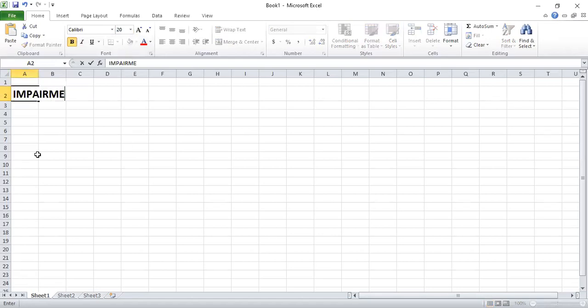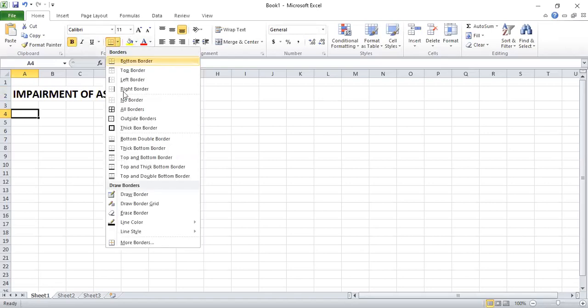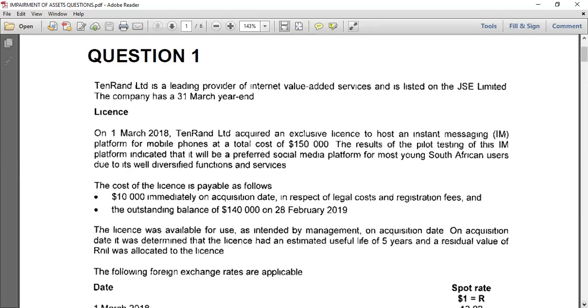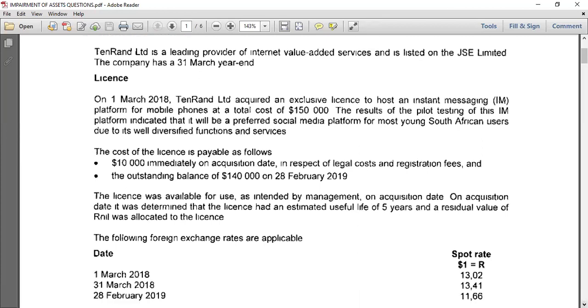Impairment of assets. We'll start to deal with the license. On 1 March 2018, 10 Rand Limited acquired an exclusive license to host an instant messaging IM platform for mobile phones at a total cost of $150,000.